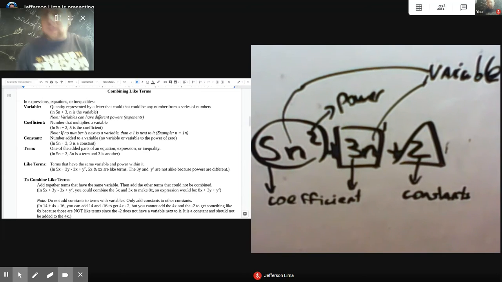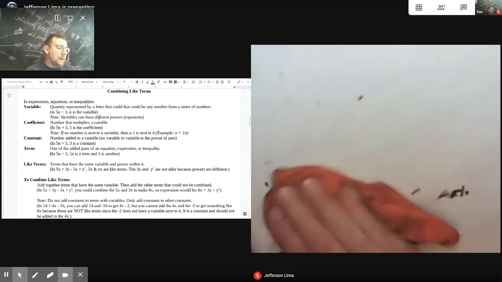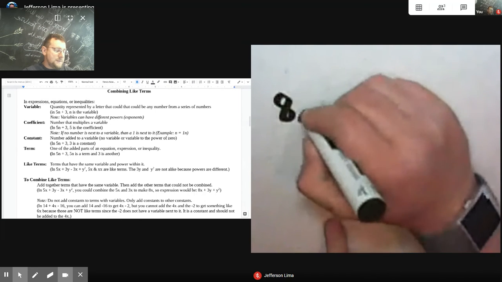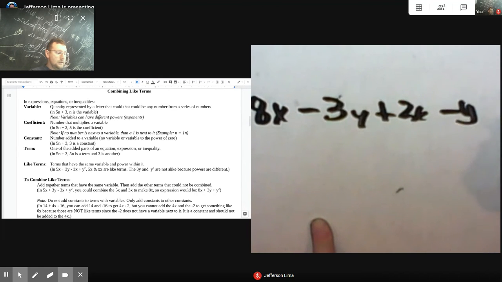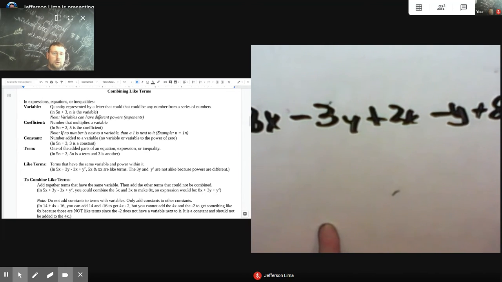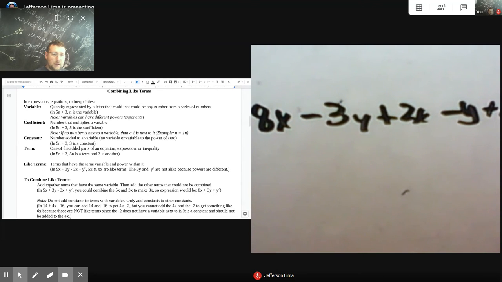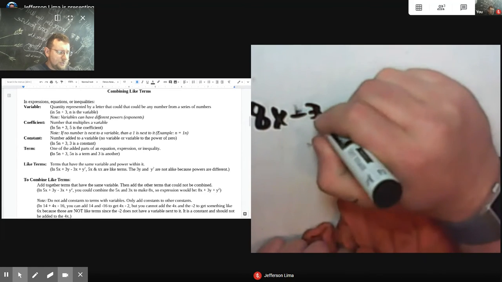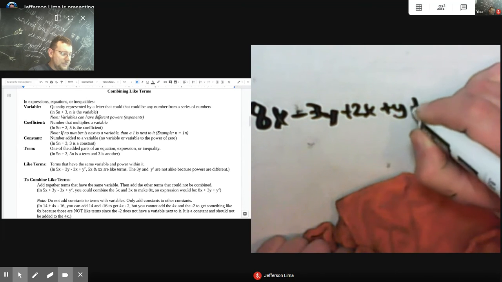Okay, so then with that information, you can figure out how to combine like terms. The idea is if the terms have the same power and letter arrangement, you can put them together. So for example, if you have 8x minus 3y plus 2x minus y plus 8, right? And I know it's not really fitting on my camera. I should probably have written it a little smaller. Sorry about that. I'm going to rewrite it. Okay: 8x minus 3y plus 2x plus y plus 8.